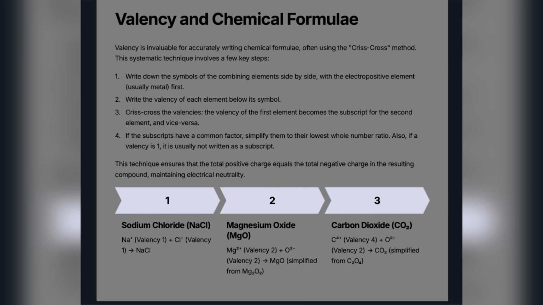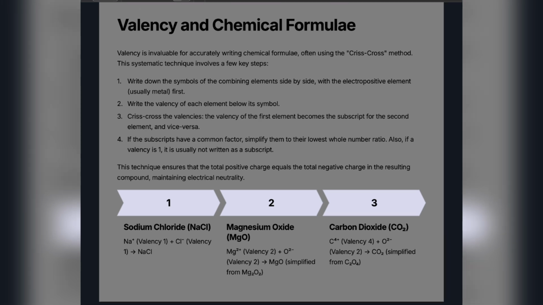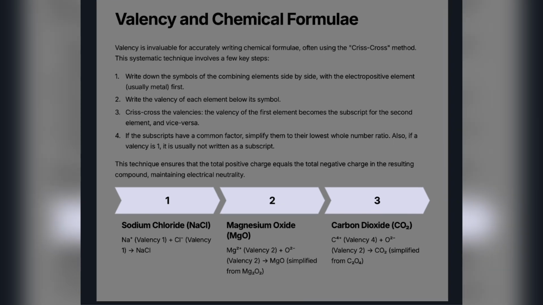So let me quickly explain what electropositive means. Electropositive elements are those which like to give away electrons and become positively charged, like sodium, magnesium, calcium. So these elements are positively charged elements.